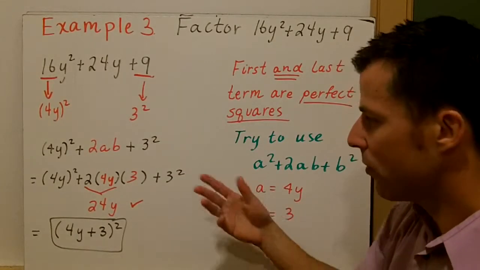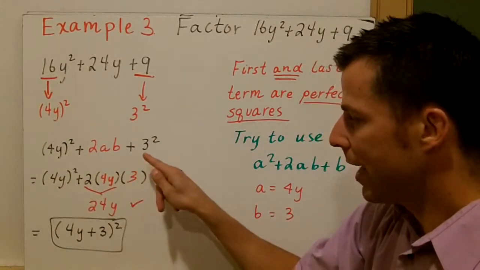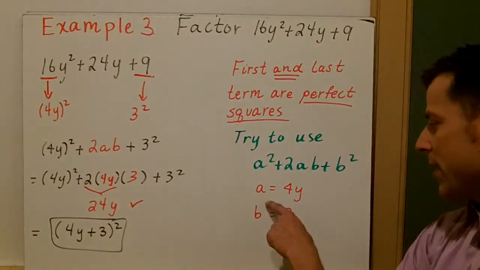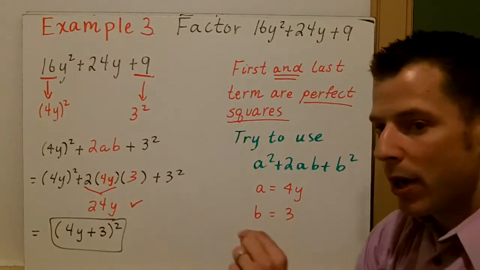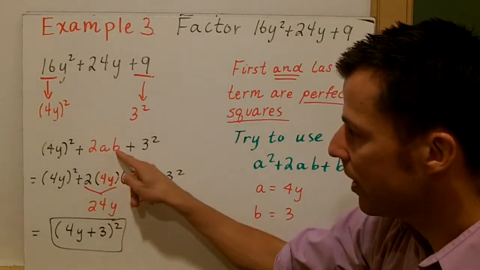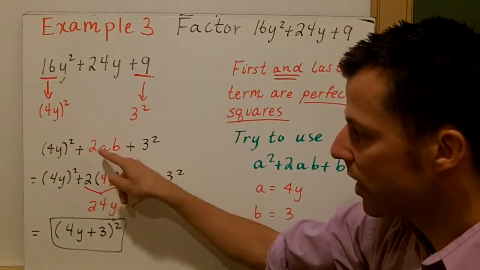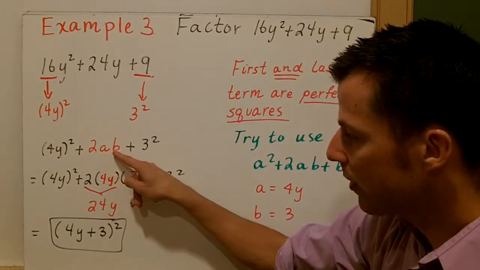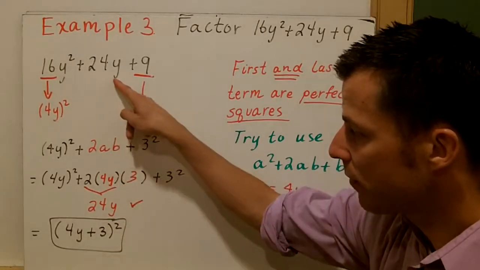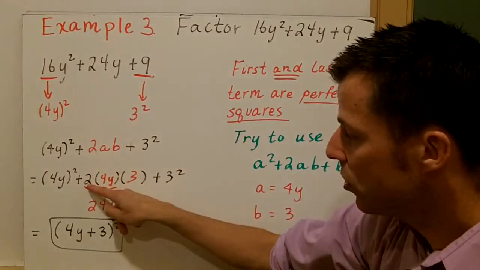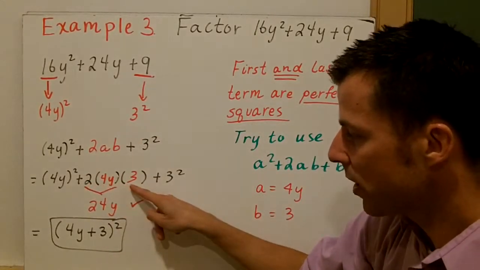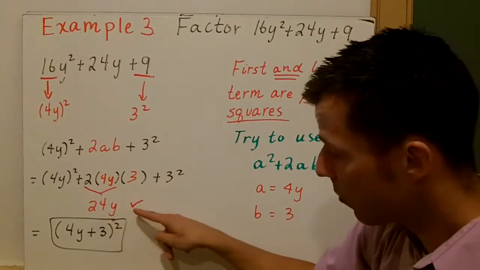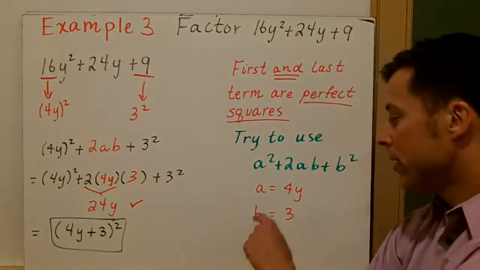So now I have to think, well great, I have my a term, I have my b term. A is 4y, b is 3. But do I get 2 times ab? Meaning if I multiply 2 times what I picked for a and what I picked for b, do I get 24y? Let's check. 2 times 4y times 3. That actually equals 24y, so I get my check mark.